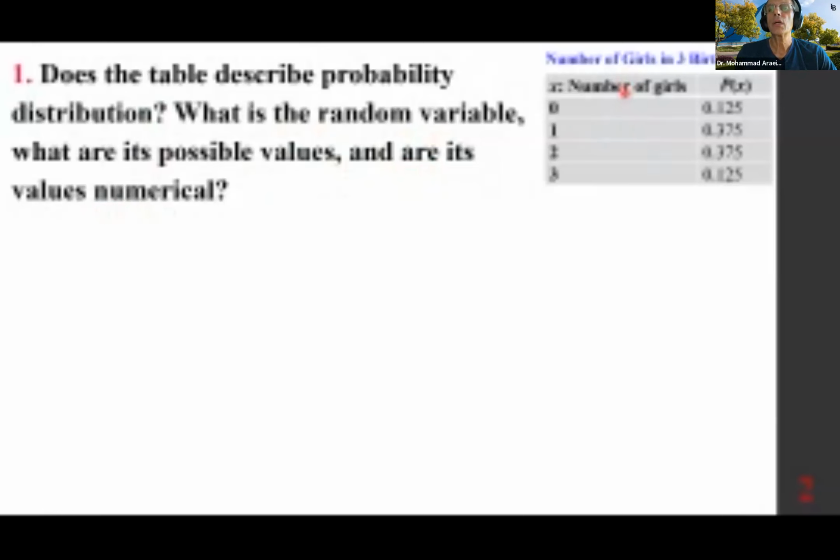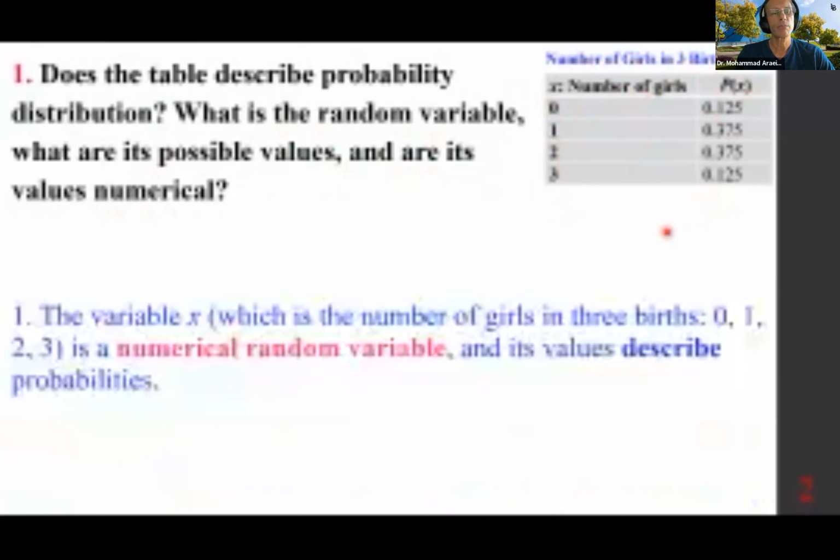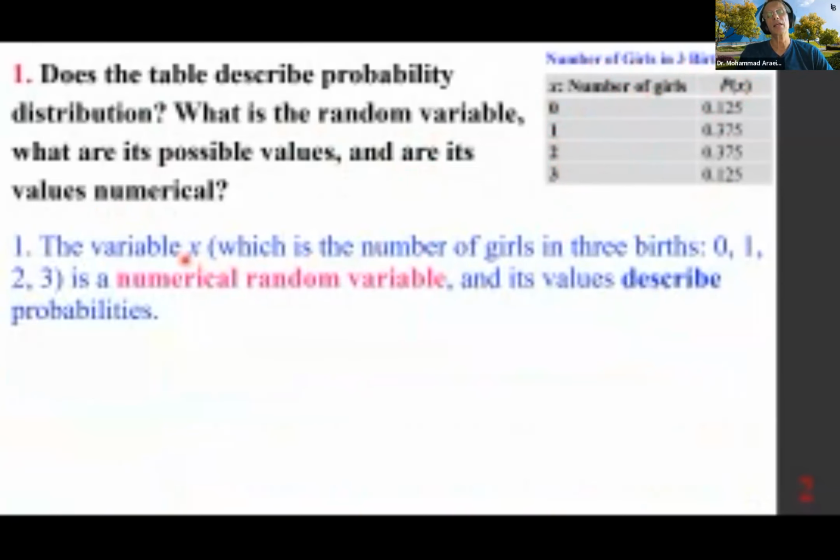So this represents the number of gears in 3 bits. X is the number of gears: 0, 1, 2, 3. And the probability for each case is given. The variable X, which is the number of gears in 3 bits, 0, 1, 2, 3, is a numerical random variable. And its values describe probabilities.